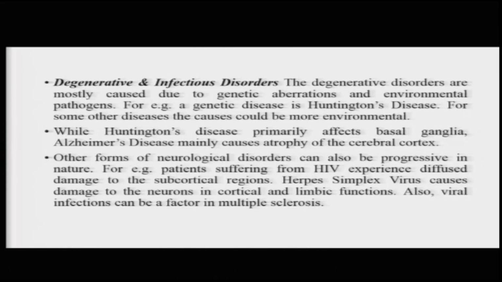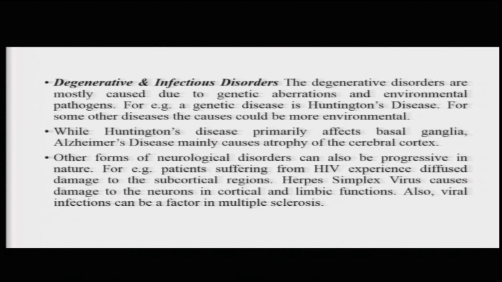We can talk a little bit about some degenerative and infectious disorders which can also lead to problems with normal brain functioning. Degenerative disorders generally are caused by genetic aberrations and sometimes by environmental pathogens. For example, Huntington's disease is one where the cause of the atrophy in the brain is mostly genetic, whereas in other disorders, for example Alzheimer's or Parkinson's disease, the cause could be environmental as well. There are other forms of neurological disorders as well, which can be progressive in nature and can damage the brain in an increasingly severe manner.